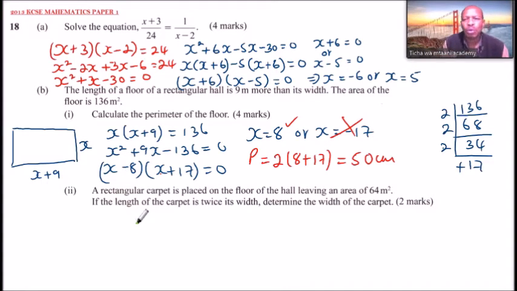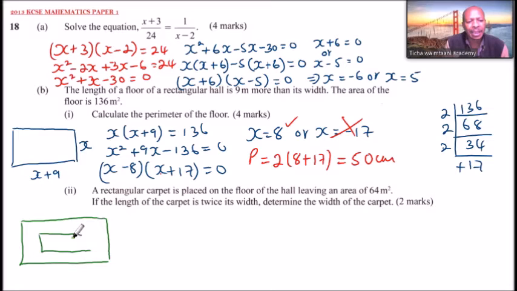Then we go to Roman number 2. A rectangular carpet is placed on the floor of the hall, leaving an area of 64 meters squared. If the length of the carpet is twice its width, determine the width of the carpet. It is good to make a sketch always to see what you are working on. So that is the room that we have. Let's say that is the carpet.